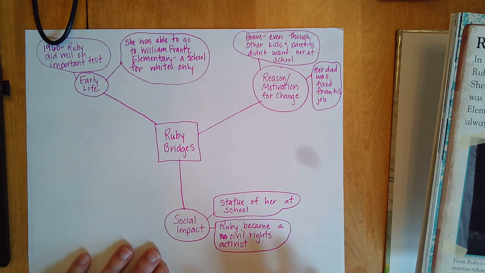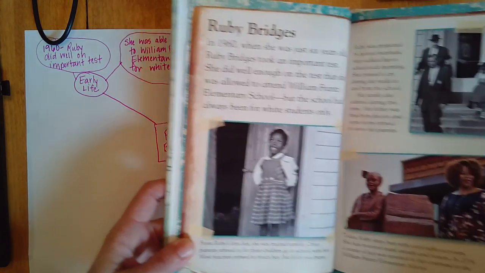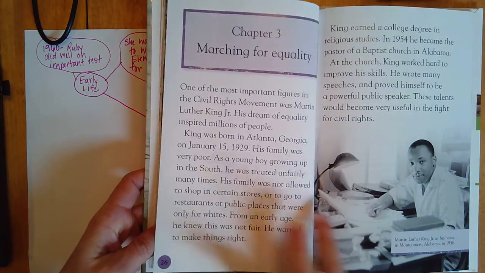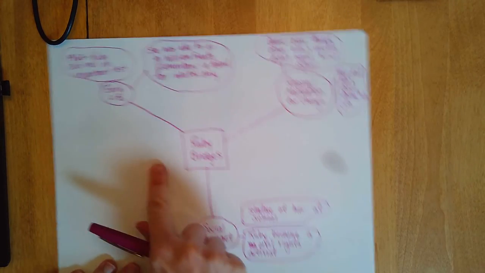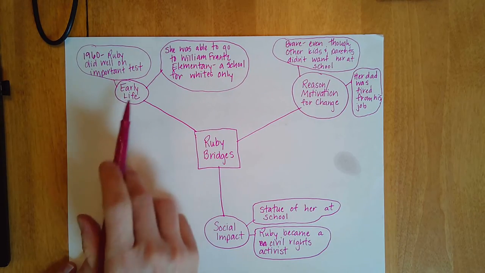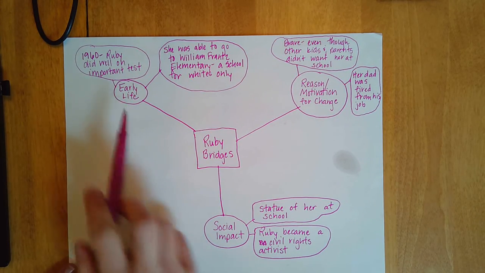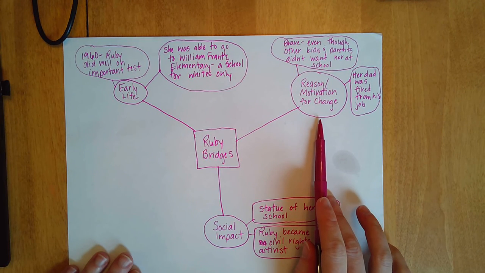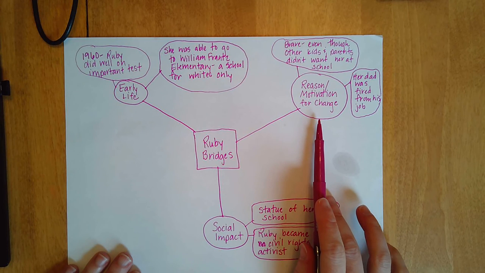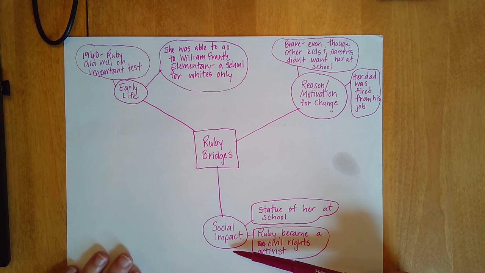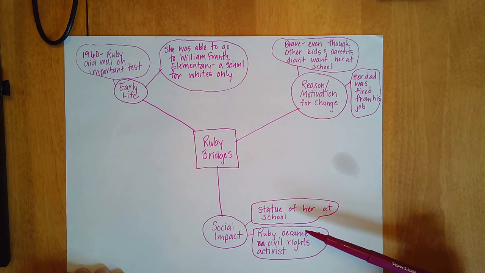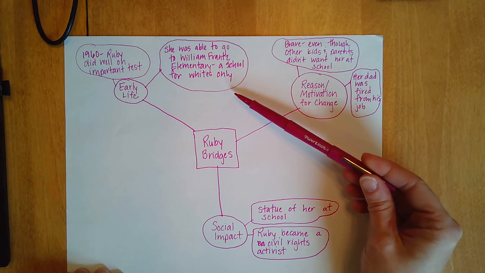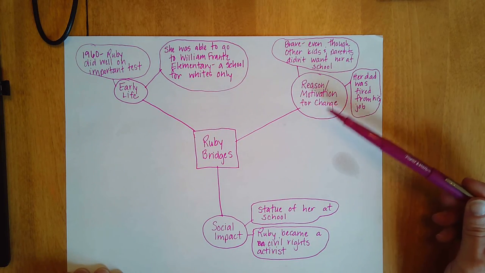So now I'm going to move on. This is the only page about her in this book, but now I would go back to some of the other resources and see what other information I can continue to add to these three different sections. Really thinking about their early life, what happened early on in their life, their reason and motivation for change, why did they become a leader or an activist, and the social impact. What happened as a result of what they did? And you would continue to add notes onto this. And then when we get to actually writing your research paper, you'll have a lot of information from these three main ideas.